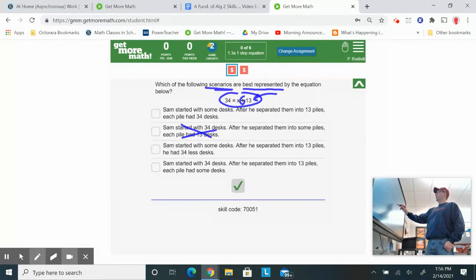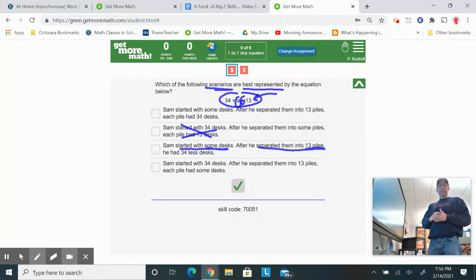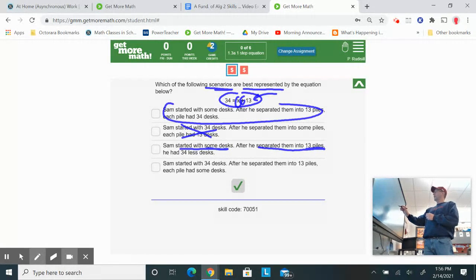The next one, Sam started with some desks. So again, we have a variable. He started with some desks, which is the x. He separated them into 13 piles. That looks good. Divided by 13. Yep, just what we have right there. He had 34 less desks. Less desks means like he subtracted 34. I don't know about that one. It started out looking good, very similar to the first one we liked, but then 34 less desks. All right, let's check the last one.